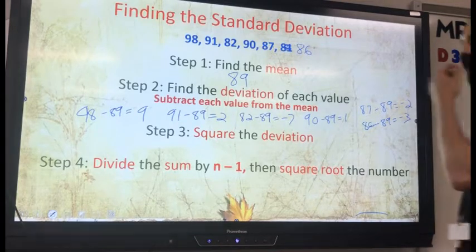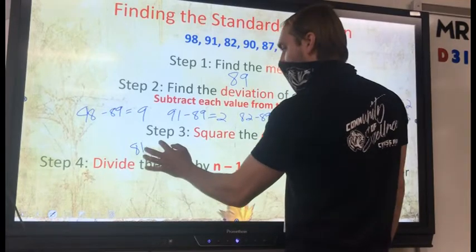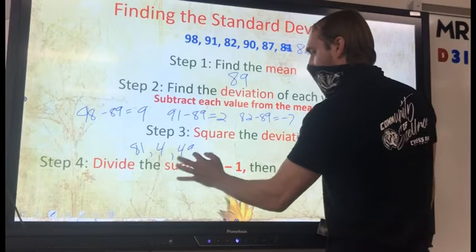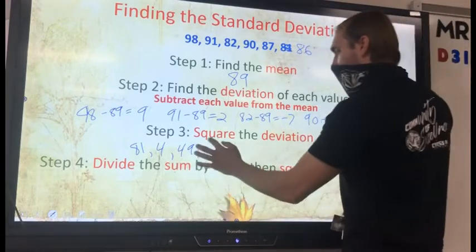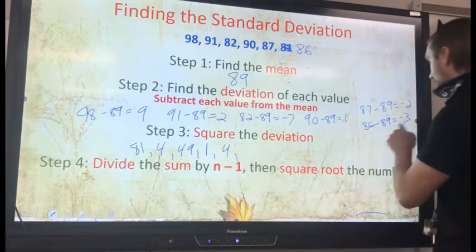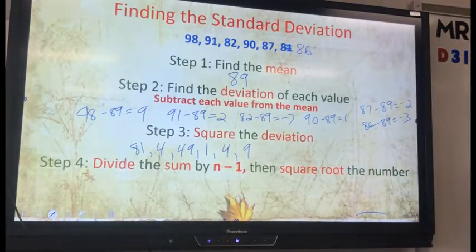Now we square the deviations. 9 squared is 81. 2 squared is 4. Negative 7 squared is 49. 1 squared is just 1. Negative 2 squared is 4. And negative 3 squared is a 9. That should have been your squared deviation. So far, so good?